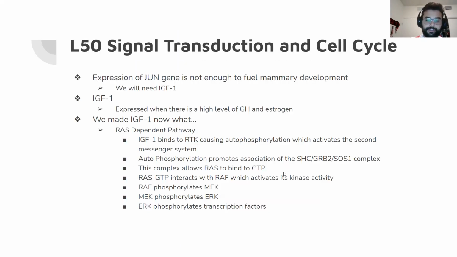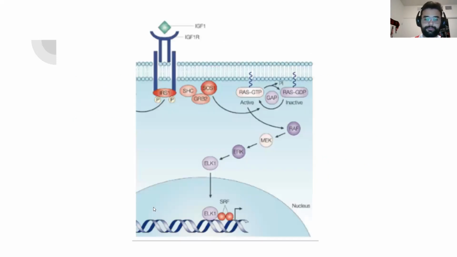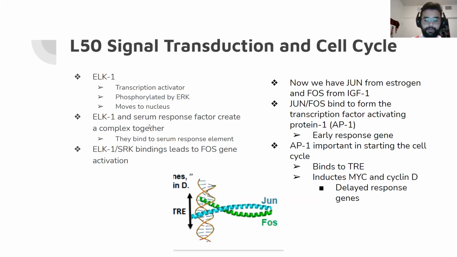So our autophosphorylation is going to be promoting this complex. This is going to allow RAS to bind to GTP. RAS GTP interacts with RAF to activate its kinase activity, and then RAF phosphorylates MEK, MEK phosphorylates ERK, then ERK phosphorylates transcription factors. In this case, ERK is going to be phosphorylating our ELK1. So our ELK1 is then going to be a transcription activator. It's phosphorylated by ERK and moves to the nucleus.